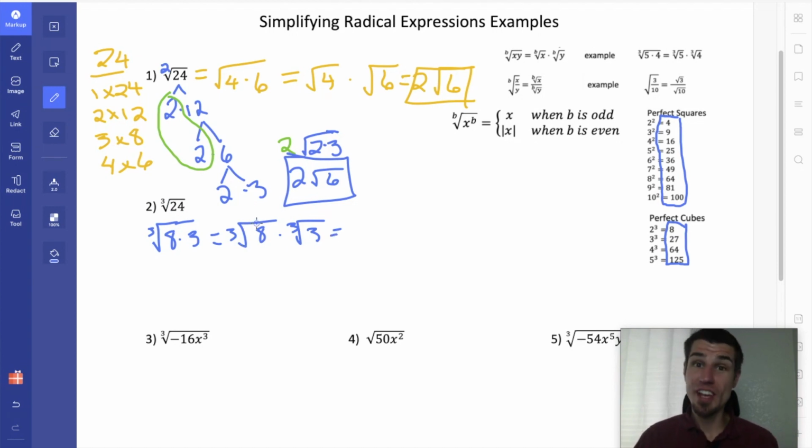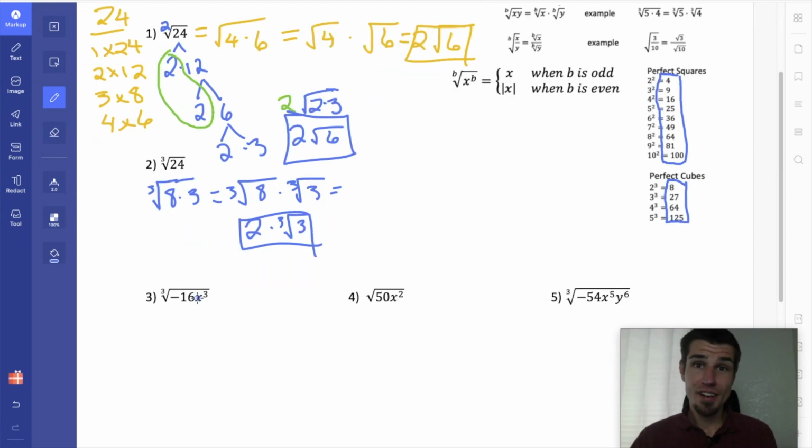What's the cubed root of 8? We know that if 2 cubed is 8, then the cubed root of 8 is 2. So this factor is equal to 2. Cubed root of 3. Is there anything else we can do? Is there any perfect cube factor of 3? No. So we just leave that inside the radical, and that's the answer. We're done.